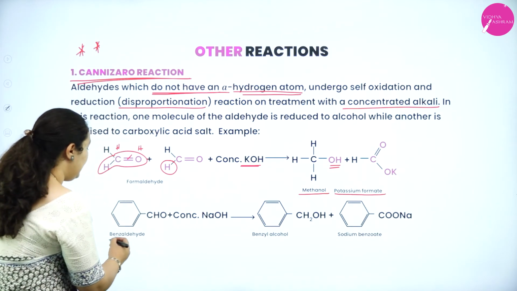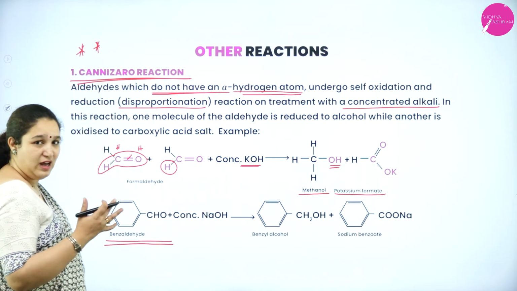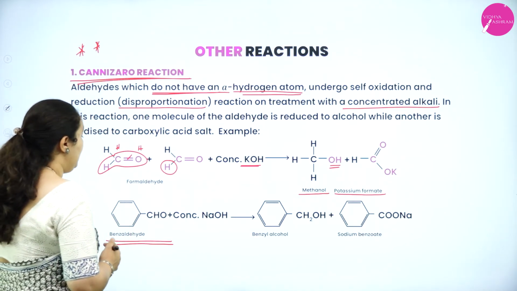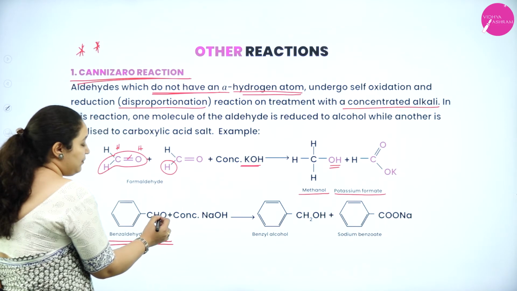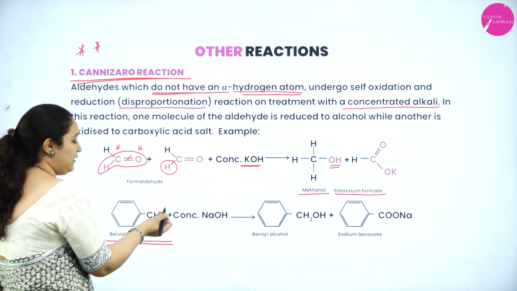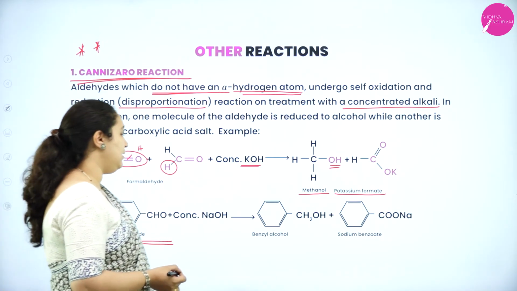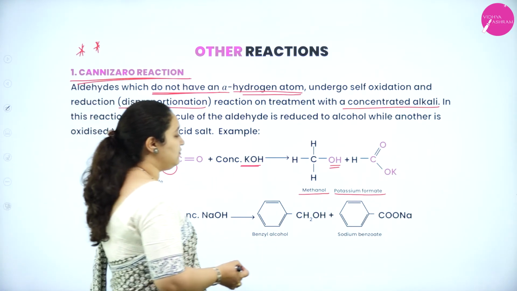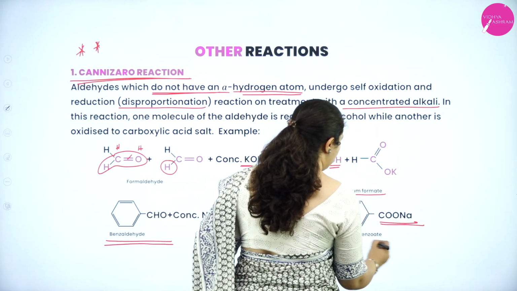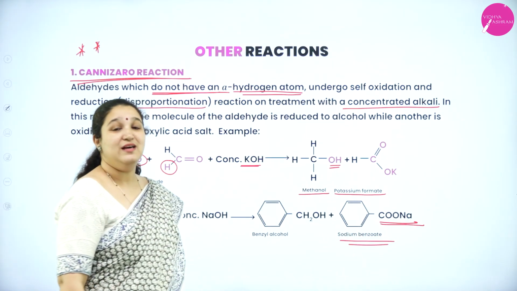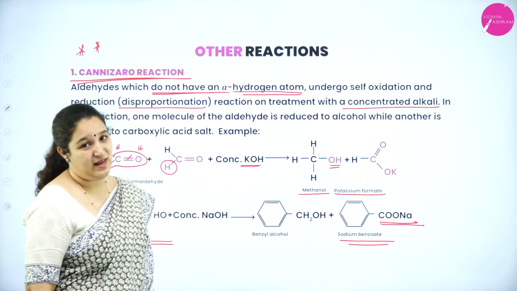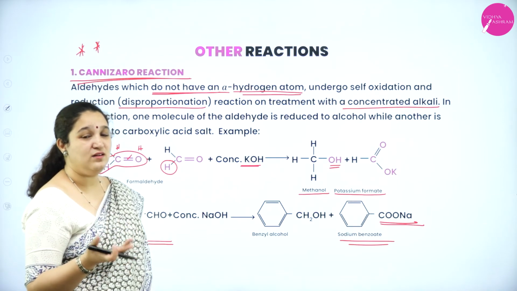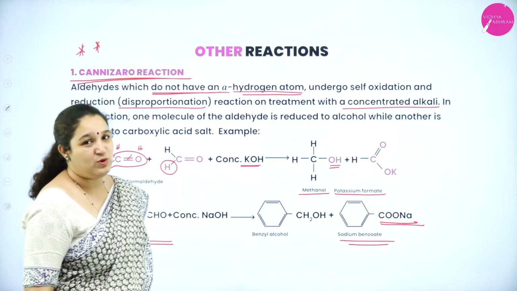Similarly, benzaldehyde also does not have alpha hydrogen. I already explained this, isn't it? So what happens here is, for the carbon oxygen double bond, one hydrogen on carbon and one hydrogen on oxygen get added. So you'll get benzyl alcohol, and also the aldehyde gets converted to a COONa group, that is sodium benzoate. Okay. This is the Cannizzaro reaction, oxidation and reduction. So you'll get an alcohol and a salt of a carboxylic acid.